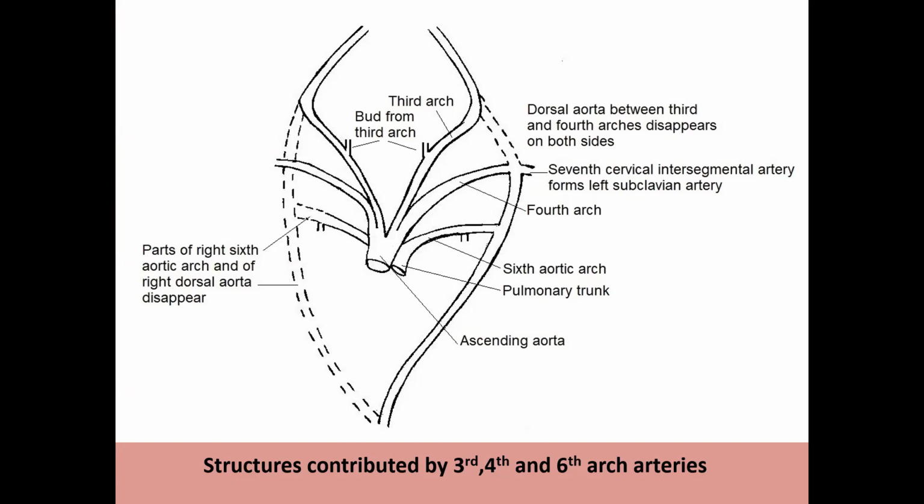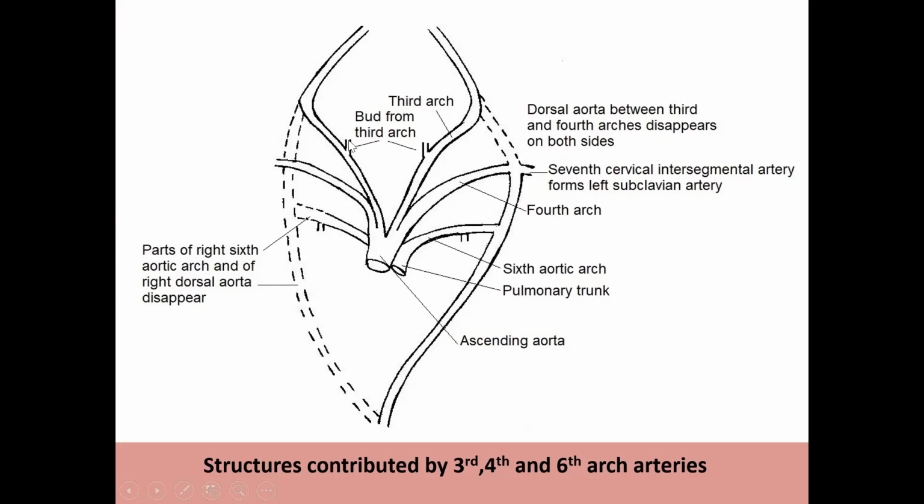The arch of aorta is formed by the left horn of the aortic sac along with the left fourth arch artery. So from here till here, you have got the arch of aorta, and this seventh cervical intersegmental artery forms the left subclavian artery. So from the left horn of the aortic sac, you've got continuity with the brachiocephalic trunk, which is formed by the right horn of the aortic sac. And this brachiocephalic trunk gives rise to the right common carotid artery, which is lying here, and the proximal part of the right subclavian artery.